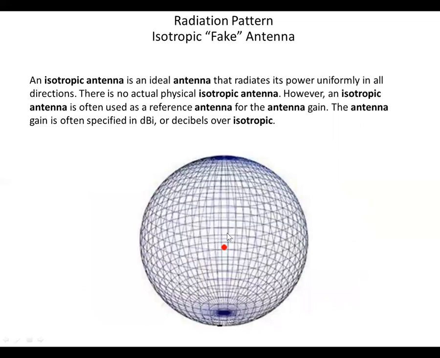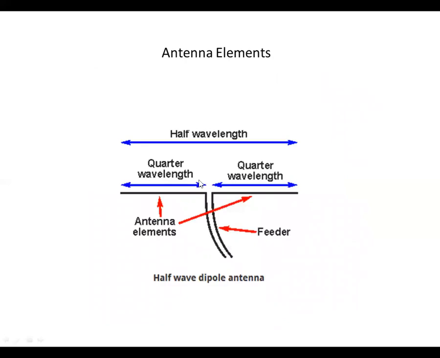So that's the isotropic or fake antenna. And then the other reference antenna is a dipole that we looked at earlier. So that'll be dBd.